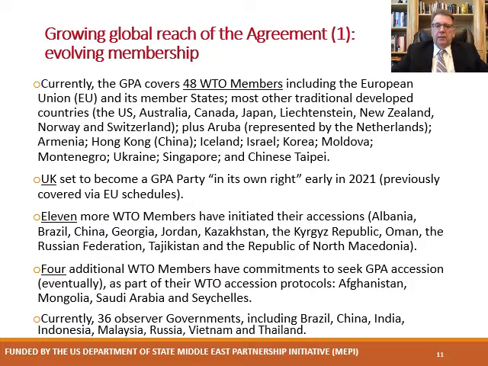Jordan, Kazakhstan, the Kyrgyz Republic, Oman, the Russian Federation, Tajikistan, Republic of North Macedonia. Again, these are all countries that, well, Brazil and China are huge developing countries. And the others as well are from different parts of the world than the original participating member governments.